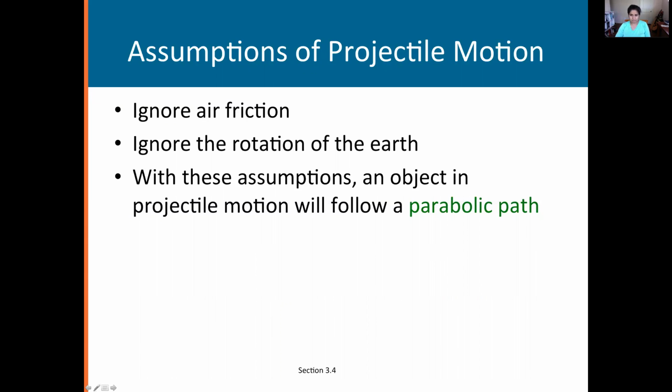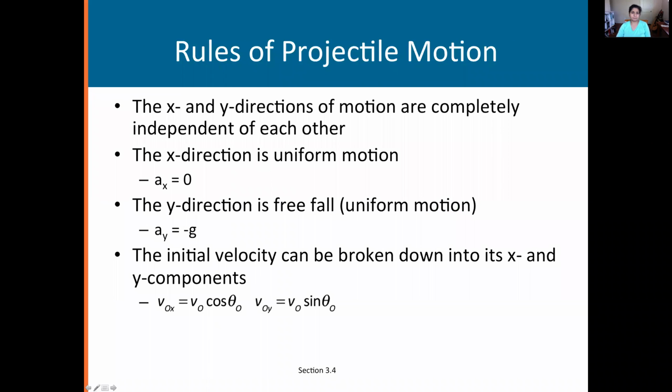Okay, and we're going to assume that we can neglect air friction. Okay, you can do this when the object is much more heavy and massive than to be affected by the motion of air. We're also going to ignore the rotation of the Earth. Okay, so you don't need to worry about these for now. Okay. We're going to follow certain rules.